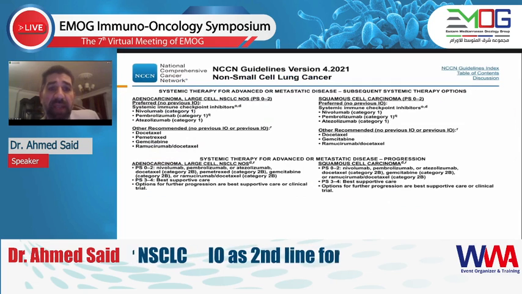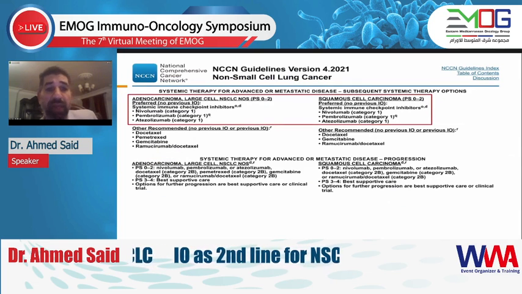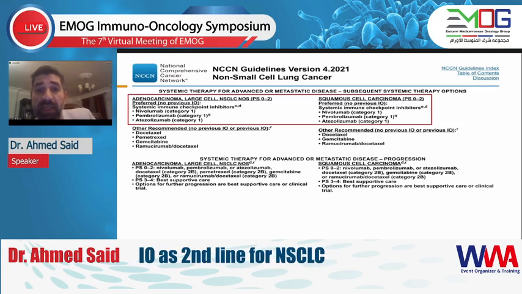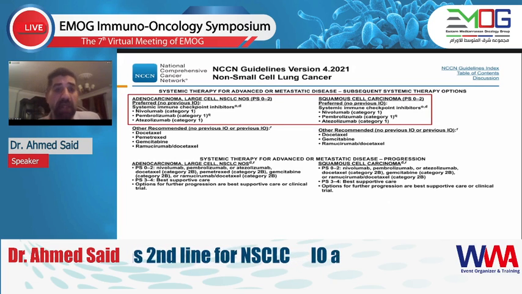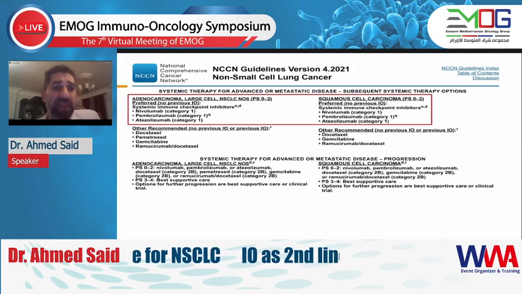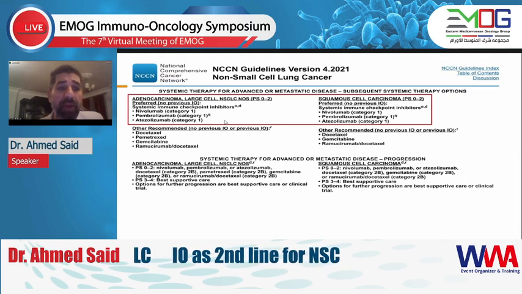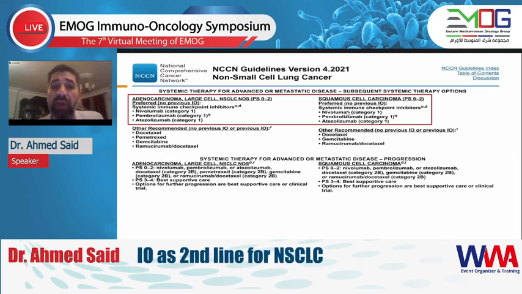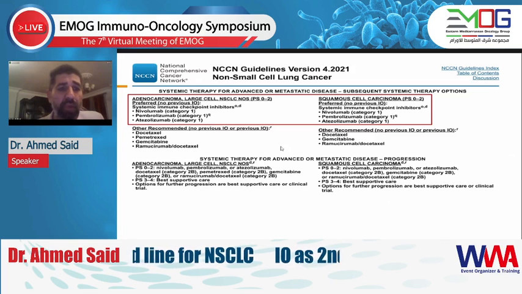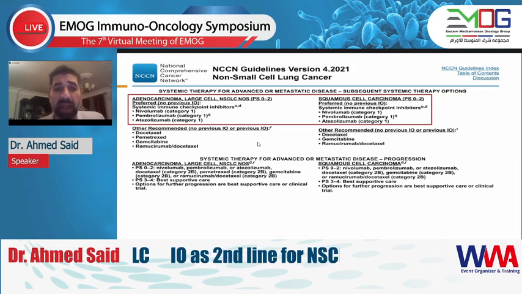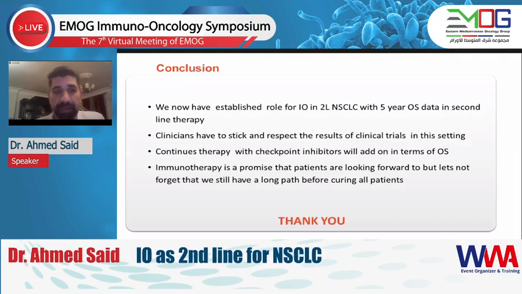So from the NCCN guidelines, we can find here the subsequent systemic therapy for advanced or metastatic disease. For adeno, large cell non-small cell lung cancer, if they don't have previous exposure to IO, category 1: Nivo, Pembro, and atezolizumab. For the squamous, also Nivo, Pembro, and atezolizumab in the non-IO exposed. We have other recommended regimens for those with or without previous exposure: docetaxel, pemetrexed, and ramucirumab with docetaxel.